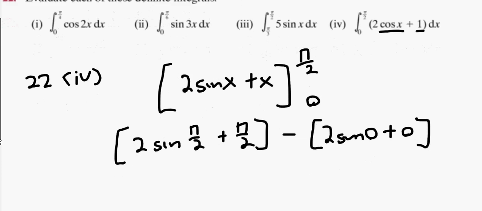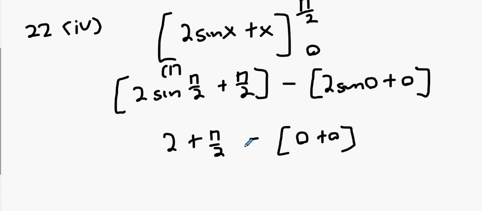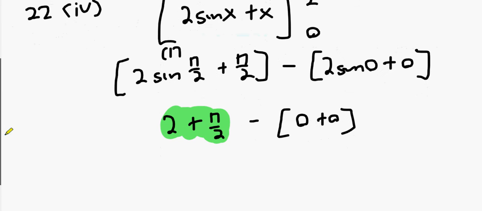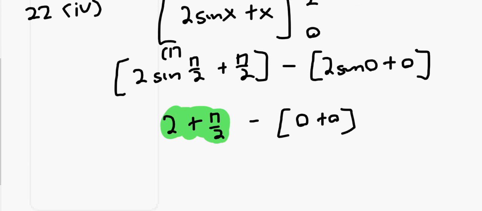So what's your answer here then? Sine pi over 2 is sine 90, and sine 90 is 1. 2 times 1? 2 plus pi over 2. Take away 0. You can put the answer in decimals if you want. That is the answer. But you can obviously put it into decimals if you want. Does it say anything about how the answer has to be written? Nope. So 2 plus pi over 2. Okay, awesome.